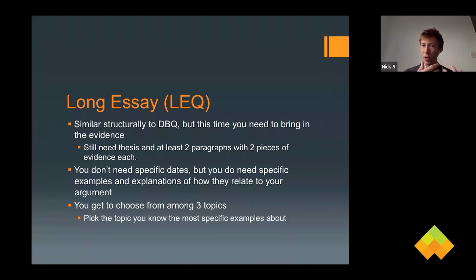So start with your evidence and work back. Think, okay, I know all these things, then take a step back and figure out a thesis that lets me talk about the things I know from this period. Like I said before, there's no benefit to having specific dates on this. A lot of times people say, I can't remember what year that happened, I don't want to say the wrong year. If you don't know the year, just don't say it. If you do, sure, it's just not necessarily going to do anything for you.